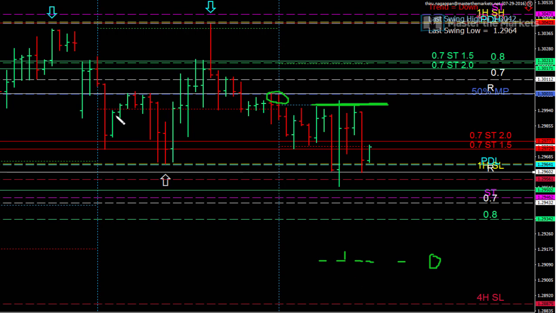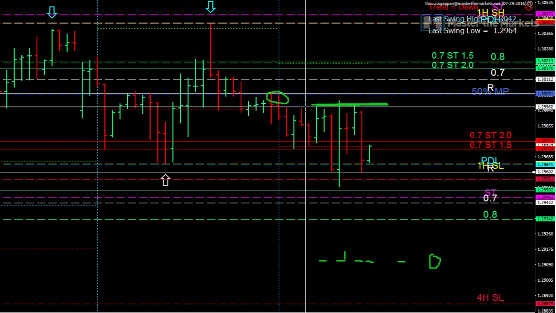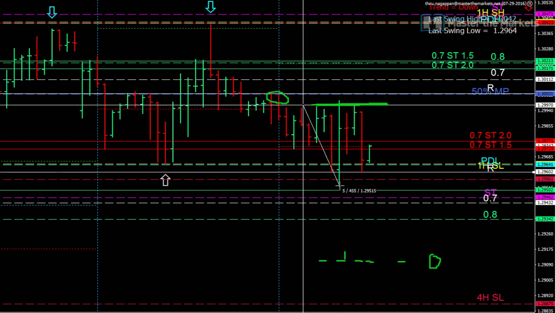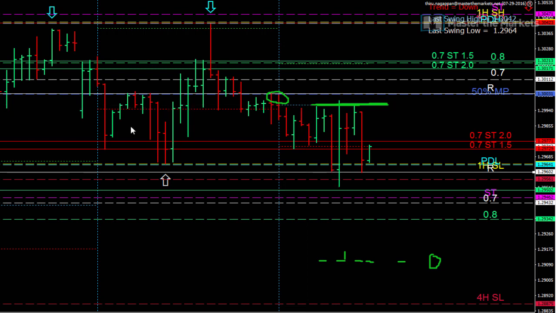I'm just going to show that to you right now. You've got 45 pips over here, 45 pips to the downside, and you've got 5 pips to the upside. So that's what has been done currently.